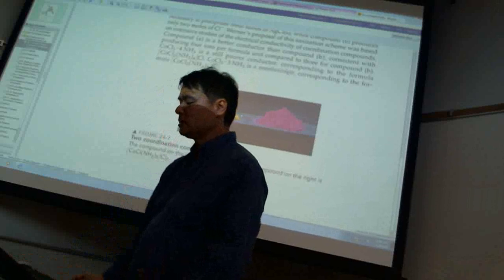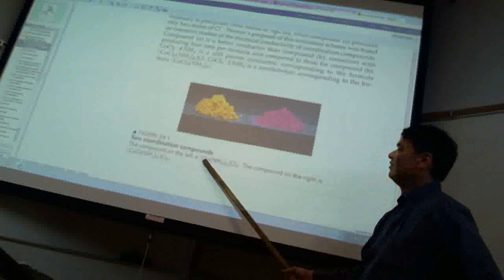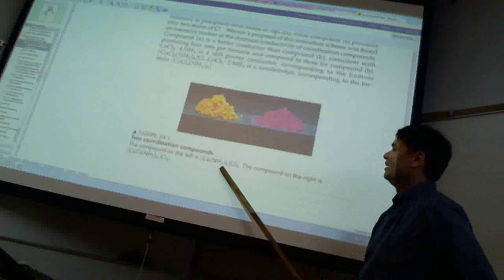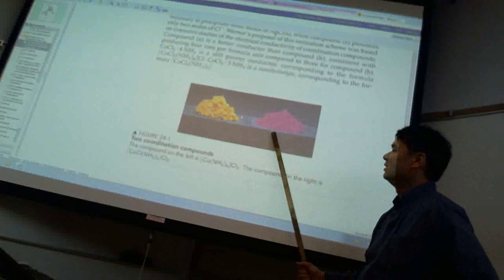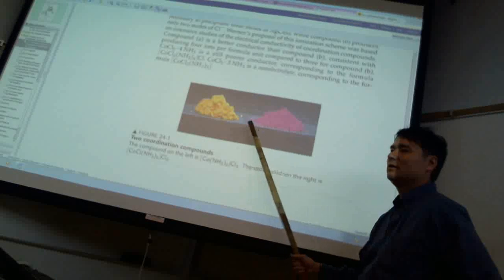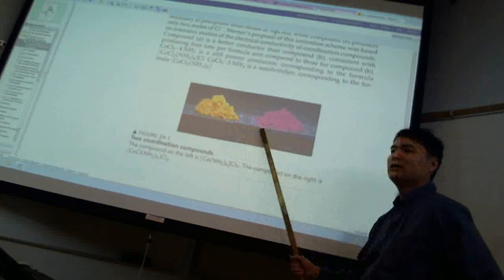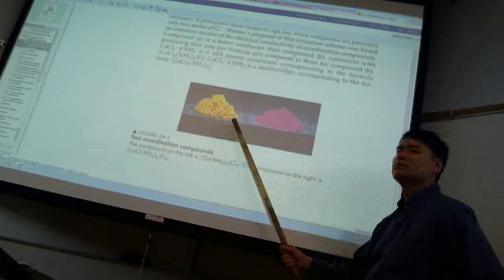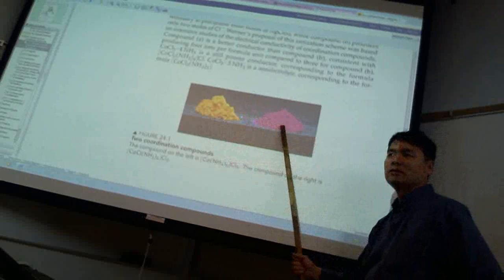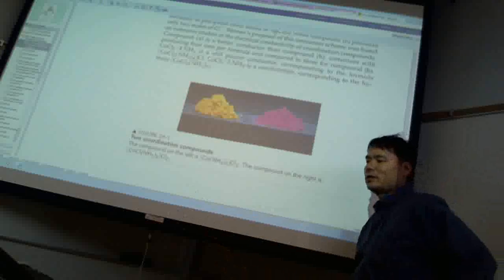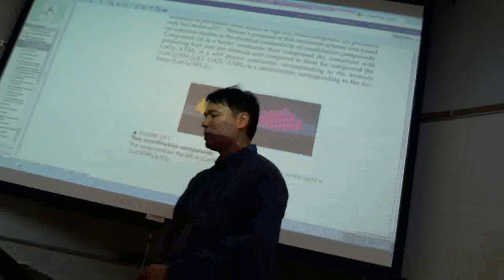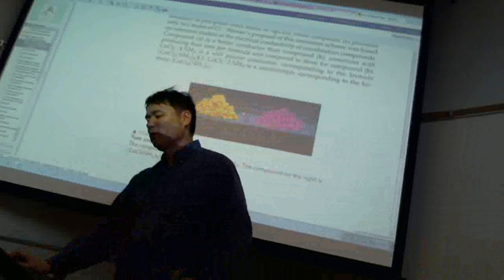And so here we can see some. On the left here is the hexamine cobalt 3 chloride. On the right here is pentaamine. Look at the dramatic difference in color just by having 6 ammonias versus 5 ammonias. If it were just like a sponge, it wouldn't have these dramatic differences in color here.